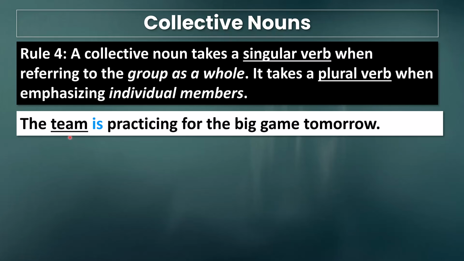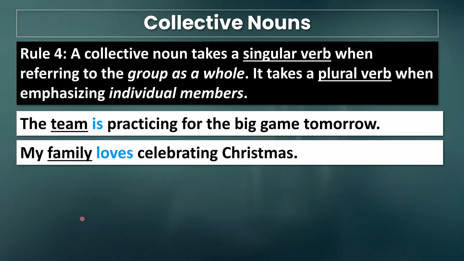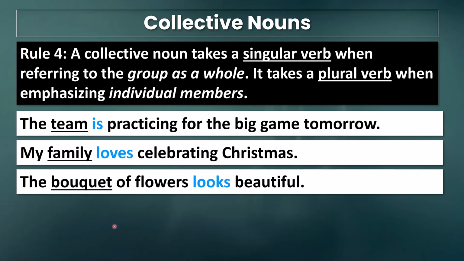We're talking about one team, even though a team is made up of different members. This is a collective noun, however, it's singular. So we need a singular verb. The team is practicing. We're talking about the group as a whole. My family loves celebrating Christmas. Again, family is a collective noun, and in this sentence we're referring to the group as a whole, so it needs a singular verb. Another example. The bouquet of flowers looks beautiful.